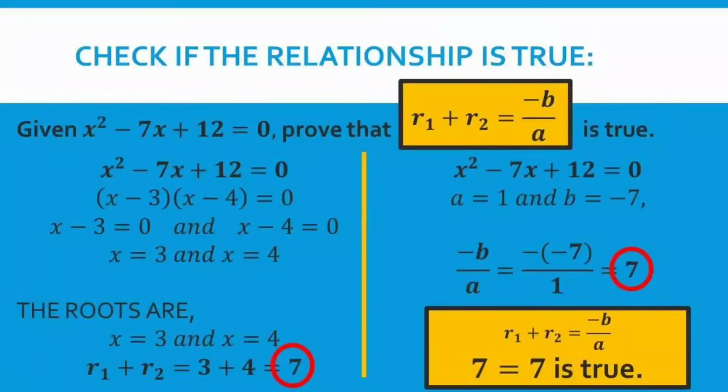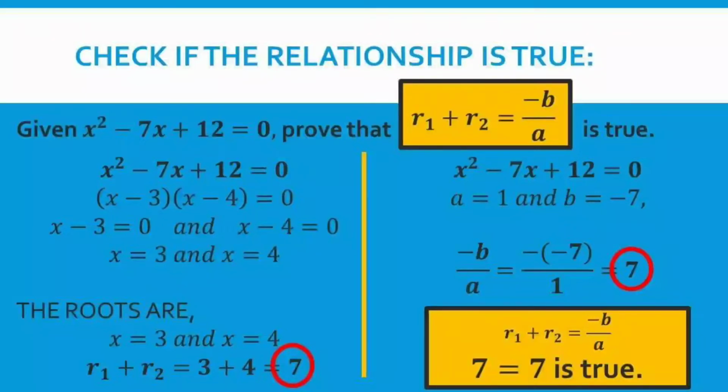Let us check if the relationship is true. Given x squared minus 7x plus 12 equals 0, prove that R1 plus R2 equals negative B over A is true. For our first method, we have to check the roots of our equation. In solving that, we need to apply either of the four ways in solving quadratic equation. In this case, we use factoring.